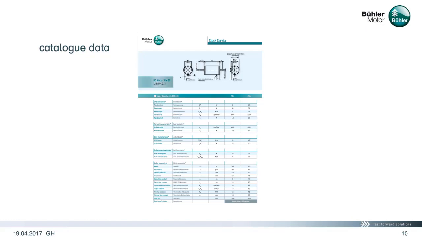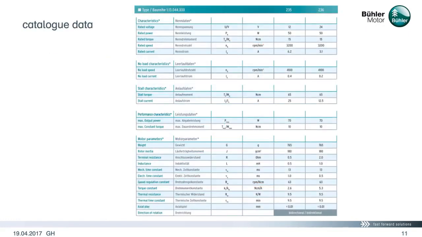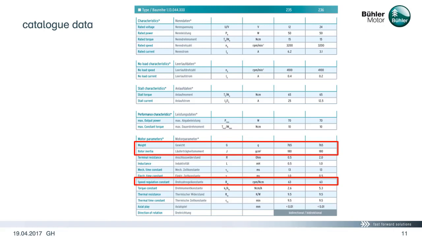If we look at the data sheet of the motors, we can see the speed regulation constant here. It is a constant for a specific motor type and will not change even if we modify the motor winding, assuming we keep the copper filling in the armature constant. Looking at the full set of data of a chosen motor, there are values which will not change by winding or voltage changes. Starting with R sub m, as mentioned before, also weight and rotor inertia, as well as thermal resistance, thermal time constant, and axial play will not change.